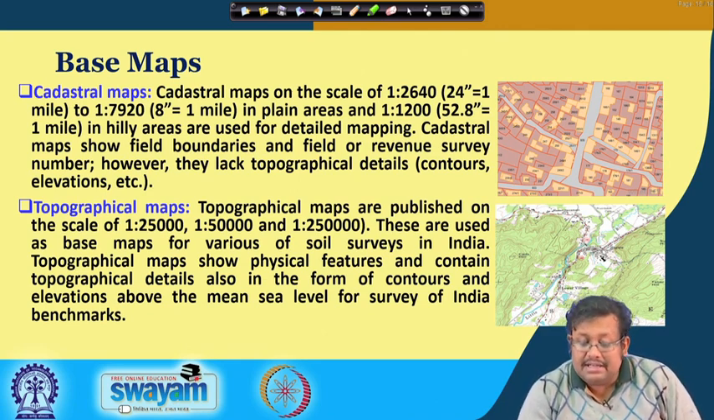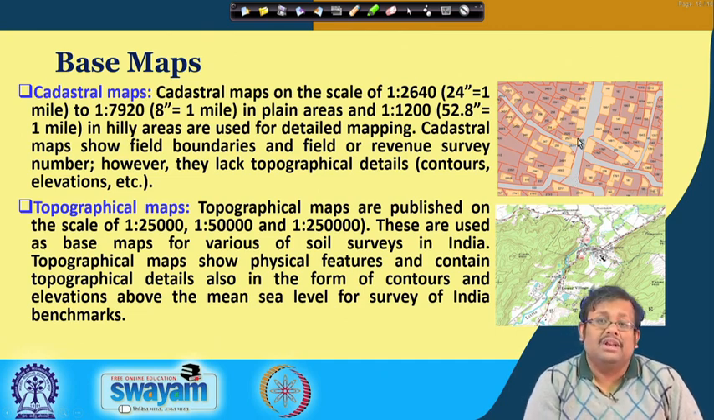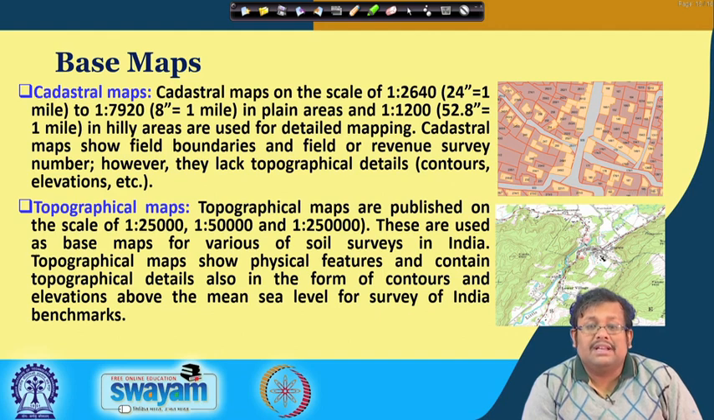You can see here these are the cadastral map units, and they basically show field boundaries and field revenue survey numbers. So we are getting some numbers and we are seeing some boundaries here. However, they lack topographical details like contours, elevation, etc. So this information we cannot get from cadastral maps. And remember that these cadastral maps can be used as the best map for doing the soil survey.